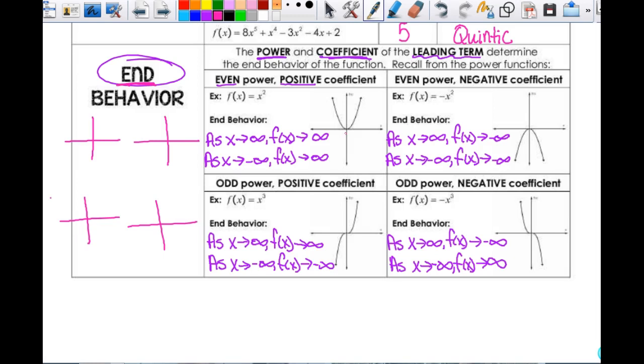So since they're not all going to look the same, let's say that I have an even-numbered polynomial function with a positive coefficient. It could look something like, instead of looking like a parabola, it could look something like this. Okay, that's a possibility, right? Or it could look something like this.